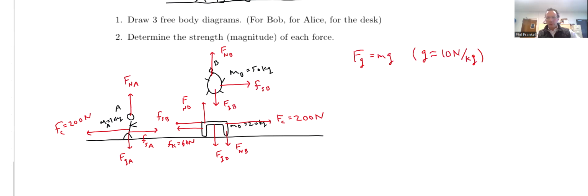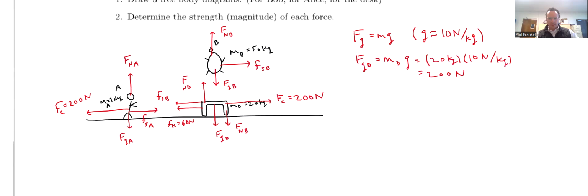So for instance, the gravitational force on the desk is equal to the mass of the desk times the Earth's gravitational field. The desk has a mass of 20 kilograms. The Earth's gravitational field is 10 newtons per kilogram. And so the desk has a gravitational force pulling on it, which we call the desk's weight, of 200 newtons. So let's fill these values in. The gravitational force on the desk is 200 newtons.